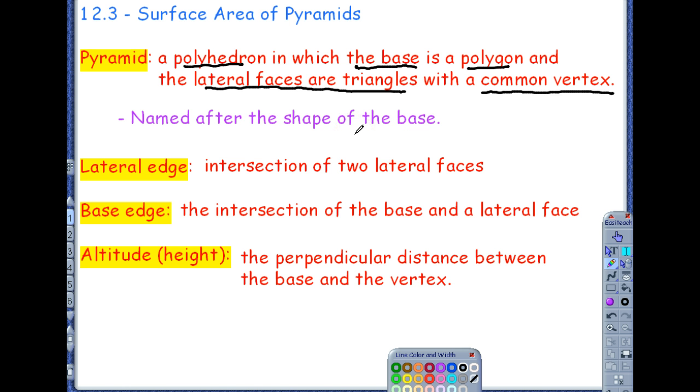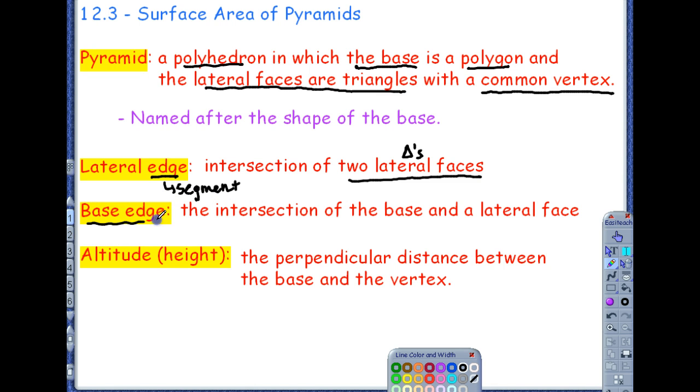Okay. Some vocab that we've seen before: a lateral edge. A lateral edge is the intersection of two lateral faces. An edge, remember, is a segment. So where your two lateral faces meet, now what are lateral faces again? They're the ones that are kind of wrapping around the base, around the sides. But in a pyramid, what are they? The triangles. So when you have two triangles that intersect, they form a lateral edge. The reason we need to understand that is because we'll use it when we find the surface area.